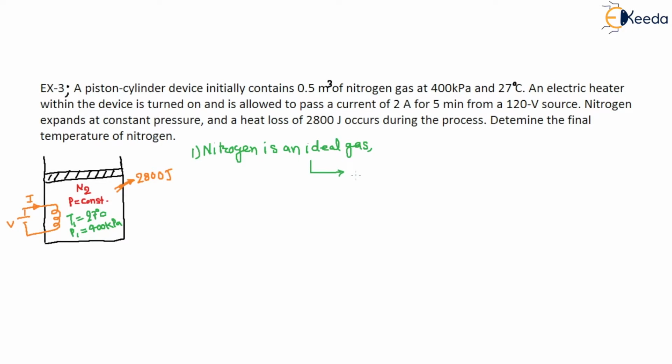Why? Because nitrogen has a critical point. The critical temperature is about minus 147 degrees centigrade, and the critical pressure is 3.39 megapascal. See, that means a very high temperature difference and relatively low pressure.